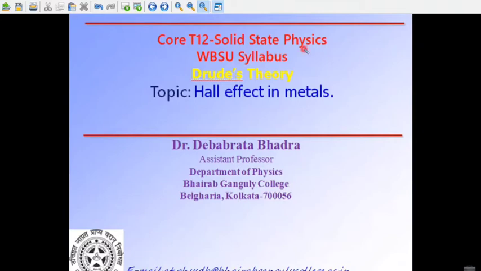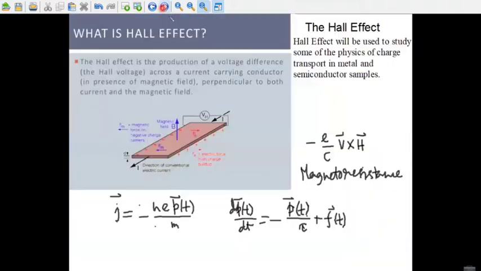In 1879, E. H. Hall observed that when an electrical current passes through a sample placed in a magnetic field, a potential proportional to the current and to the magnetic field is developed across the material in a direction perpendicular to both the current and the magnetic field. This is the current, this is the magnetic field, so your VH will be developed.